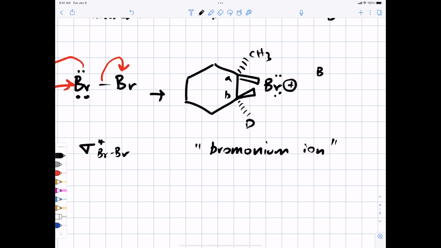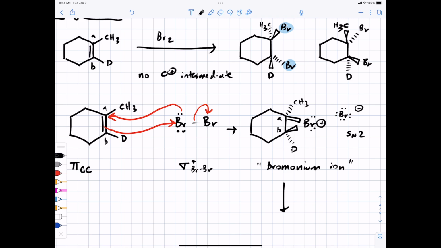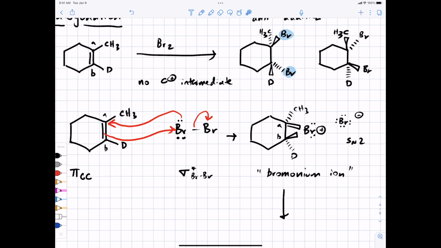Then in the second step, Br minus, which was the leaving group in our first step, will come in, and this now is basically the same thing you learned for epoxide opening. You're going to open in an SN2 fashion from the backside of the bromonium ion. That's going to give you selectivity for the anti-product. Now, as I said, it really doesn't matter which carbon gets attacked because both of them are getting the bromine in the end.